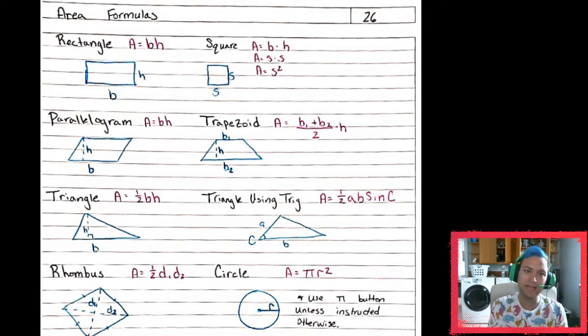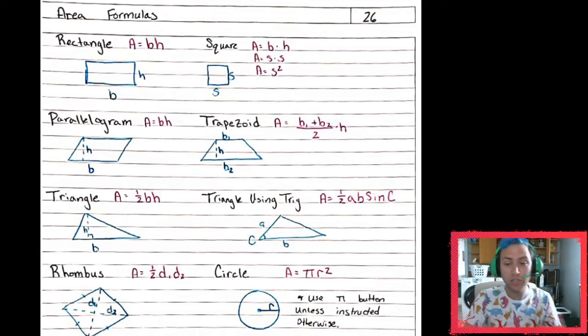Okay, if I have base times height, it's a rectangle, square, or a parallelogram. If I have base 1 plus base 2 divided by 2 times height, it's a trapezoid. And then flip the cards and start looking at the shape. If you see the word triangle using trig, you have to know off the top of your head, oh, that's 1/2 AB times sine of big C. Practice that. If you practice that every day for a week, you'll have them down. Super important that you know that.